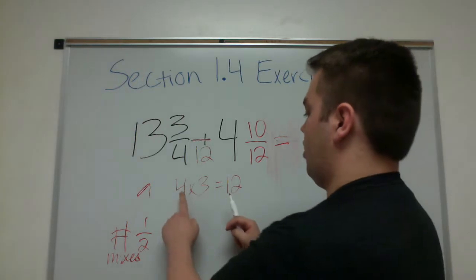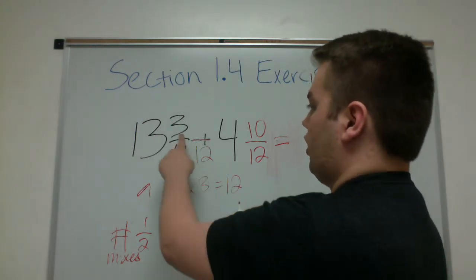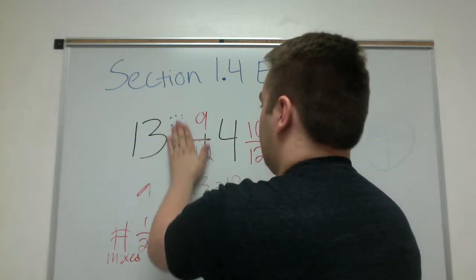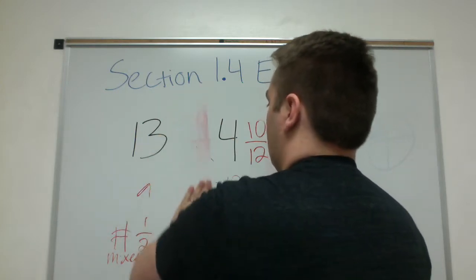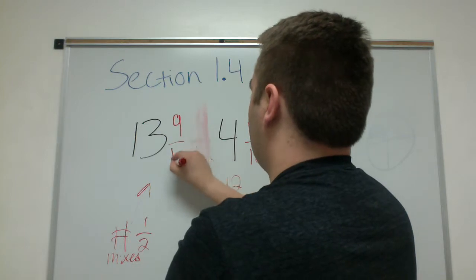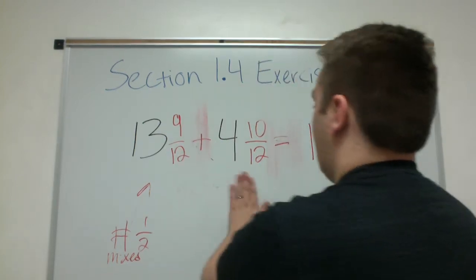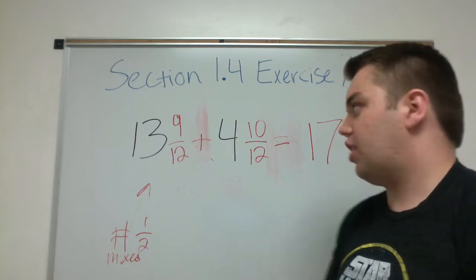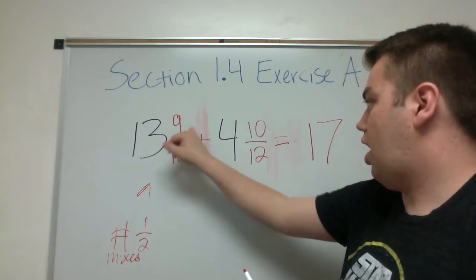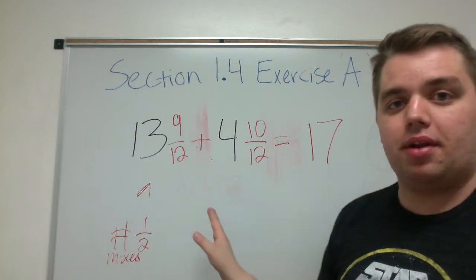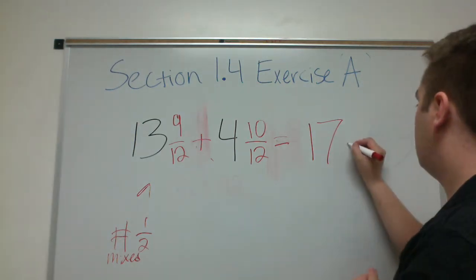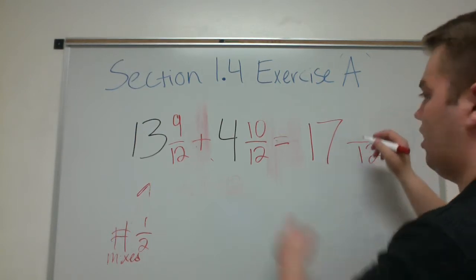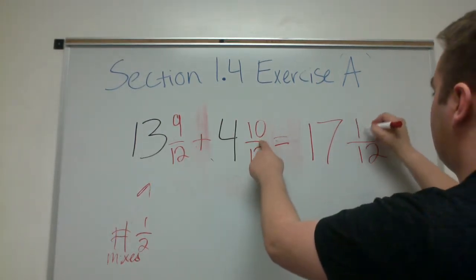Now we're going to do the same thing to here. So 4 times 3 is 12. So now 3 times 3 is 9. And I'm just going to erase this too. I want to make it 9 over 12. Okay? And now they play nice with each other because they have the same bottom number. So now we're just going to add them like normal on the top, but on the bottom just keep the same denominator because they're still 12ths. And then 9 plus 10 is 19.